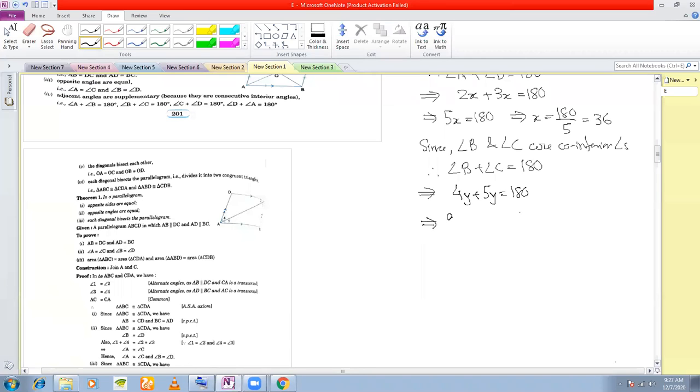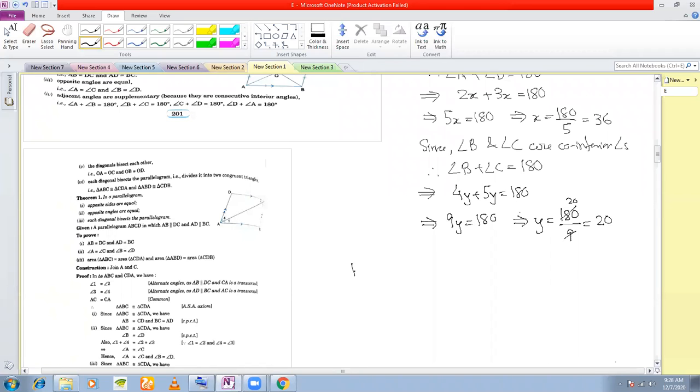Therefore you get 9y is equal to 180. Means you get y is equal to 180 by 9. So you can cancel, getting the value of y as 20.